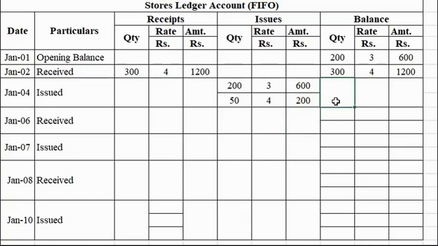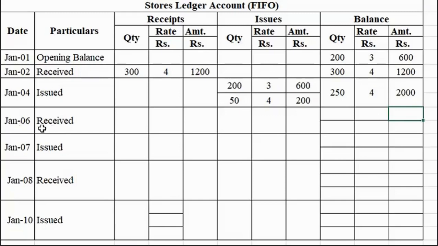Now, what is the balance remaining with you? See, the 200 units are completely issued. In this 300, you have issued only 50 units. So 300 minus 50, you will have 250 units at 4 rupees per unit. So 250 into 4, how many rupees will you get? You will get 2000 rupees. 250 into 4 will be 2000.